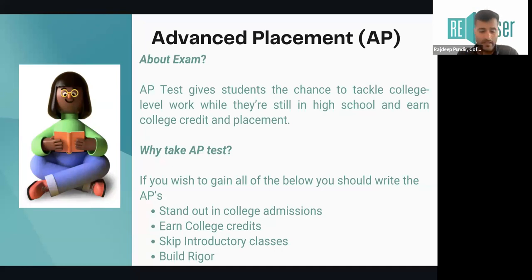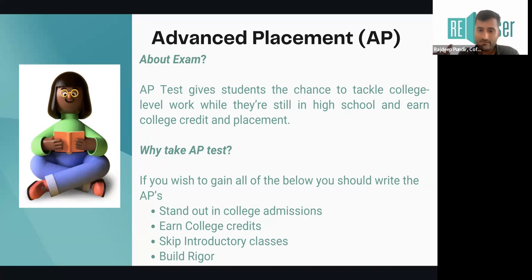For example, if I write the AP Calculus BC exam, and I get 5 on 5, AP is on a scale of 1 to 5. And if I get 5 on 5, then in that case, I actually can skip 3 semester math courses in college. Sem 1, Sem 2, Sem 3, I don't have to do any of these math courses. I can straight away jump onto Sem 4 and do the math courses there.